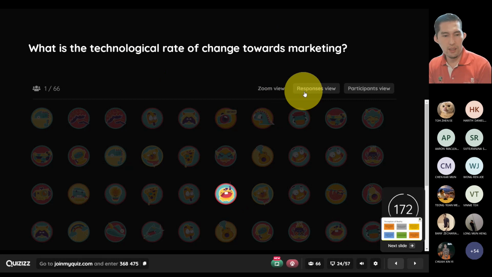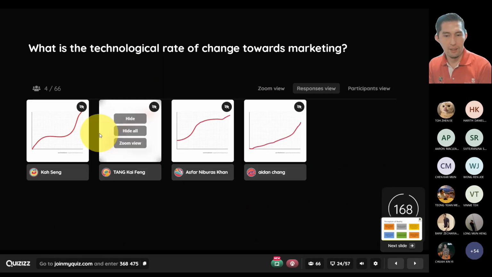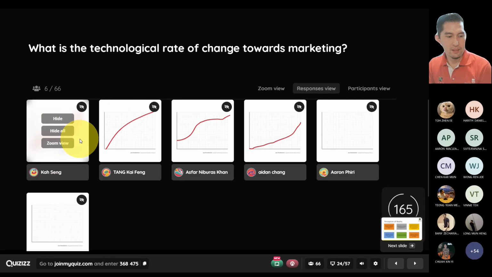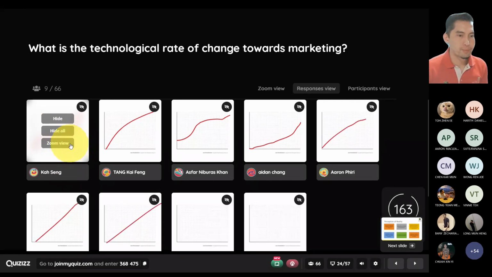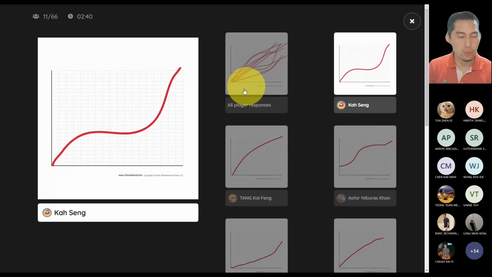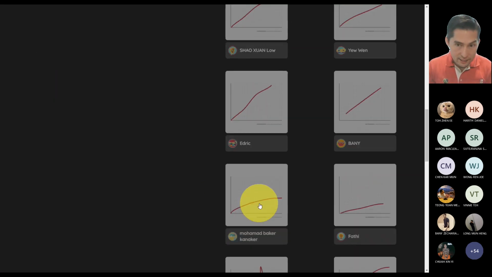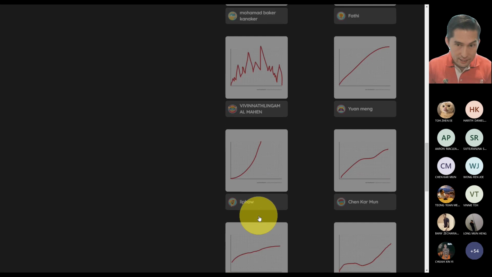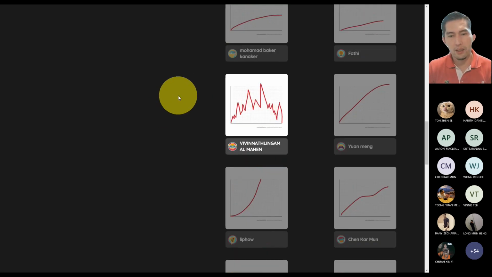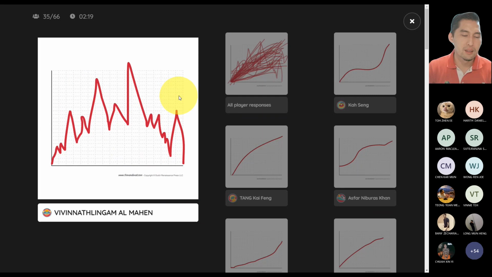Kasing has already submitted. What did Kasing submit? Empty. Zoom view. I wonder if this is really a line that Kasing believes in. So it slowed down and suddenly there's a lot of change in terms of how marketing has taken place. Now for marketing, to be honest, the line should be, oh my God. Vivian, explain this, please. This doesn't make sense. So Vivian needs to make it make sense. Vivian, microphone on. What does this mean?